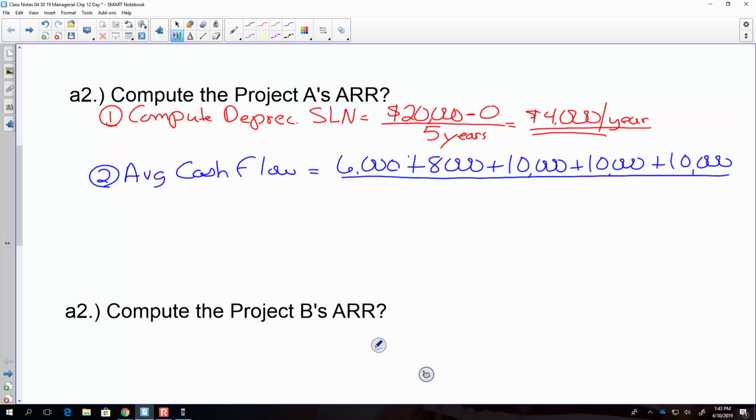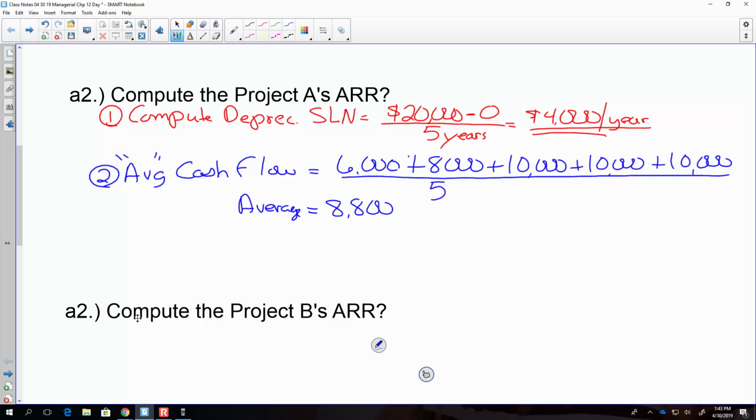Divide that by 5, because we want the average cash flow. Does anybody have that amount? I got 8,800. 8,800. So that's the average.